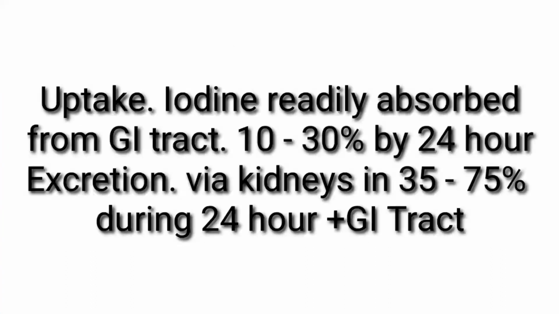Radioisotope iodine 123 is readily absorbed from the GI tract, almost 10 to 30% in 24 hours, and distributed primarily in extracellular fluid spaces, then trapped and organified by the thyroid gland, and also trapped by the stomach and salivary glands. As far as excretion is concerned, it is via the kidneys, 35 to 75% during the first 24 hours, and also through the GI tract.